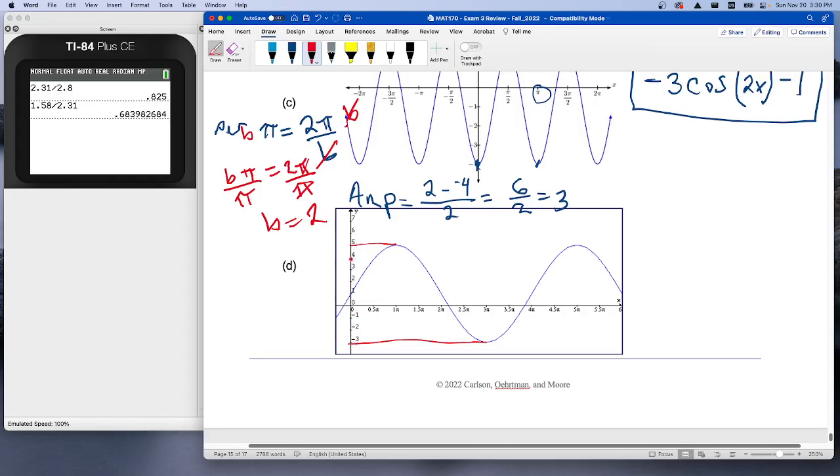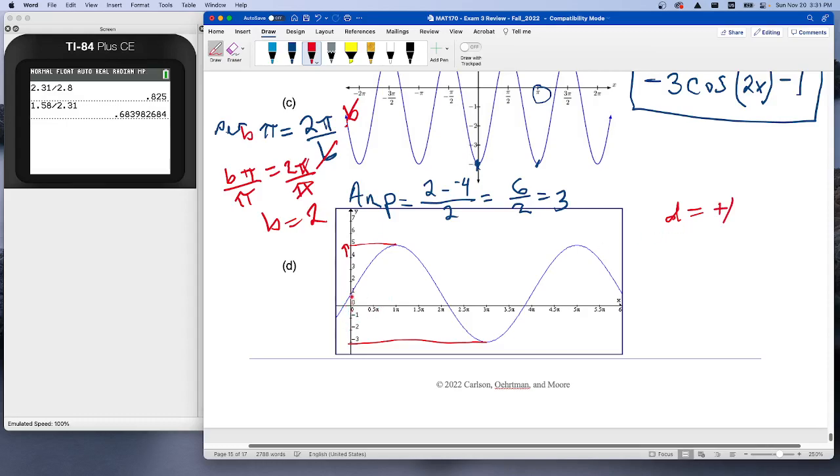Well, if I shift it down 1, this would be at 4. And the bottom, if I shift it down, would be at negative 4. That would be sort of in the regular position. So what I can see is it's been shifted up by 1. So I'm going to add on the back side a plus 1. D is plus 1.